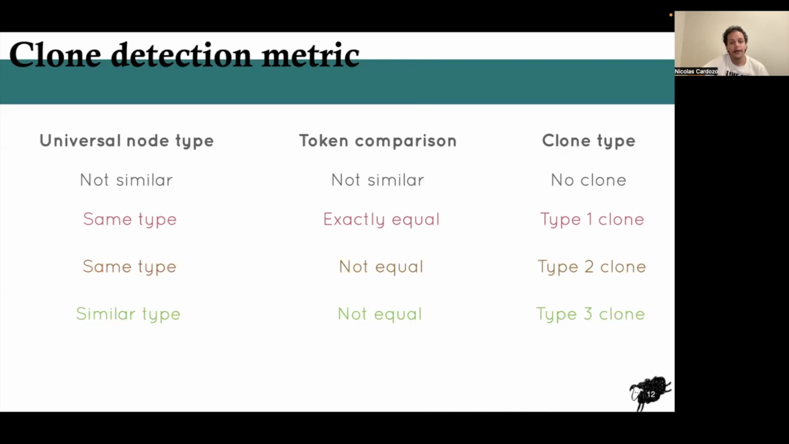Additionally to this, we give a weight to the different types of clones to make sure that we are detecting the most similar clone for the code fragments. And the metric to weight clones is given here in the slide, giving a larger importance to type 1 clones and a lower importance to type 3 clones.